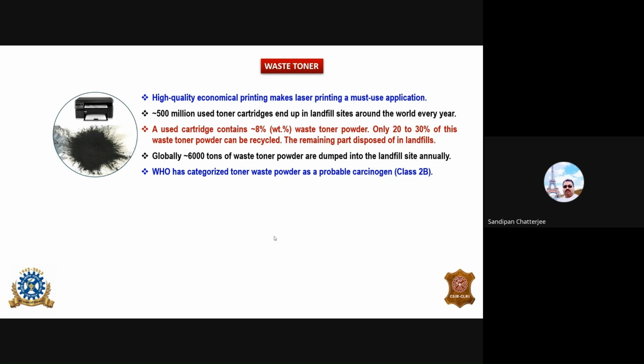So still 70 to 80% are going into the landfills. In fact, globally 6,000 tons of waste toner powder are dumped into landfill sites annually, which is very problematic. It's not only carcinogenic in nature, but it can also migrate through air because it's a tiny particle. It can float in the air. It can fly. So first, if you want to use this toner laser printing for the longer run, we need to find a solution for it.